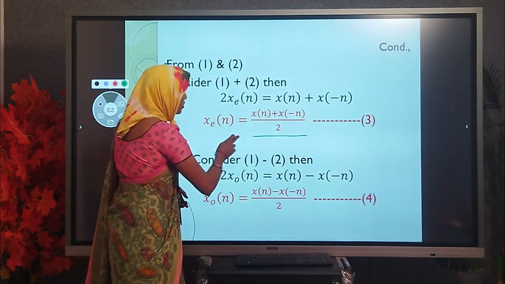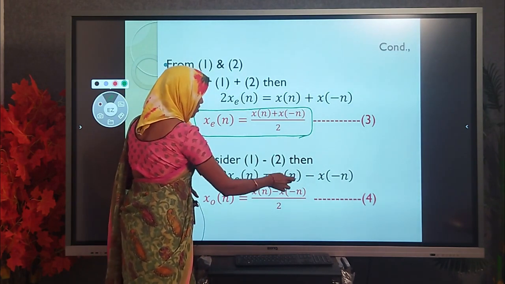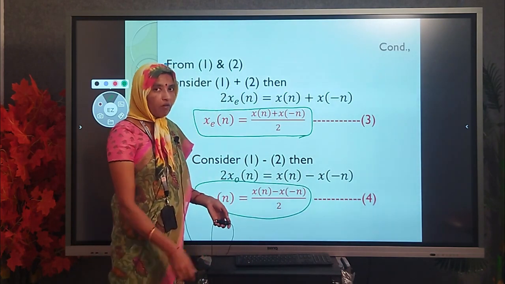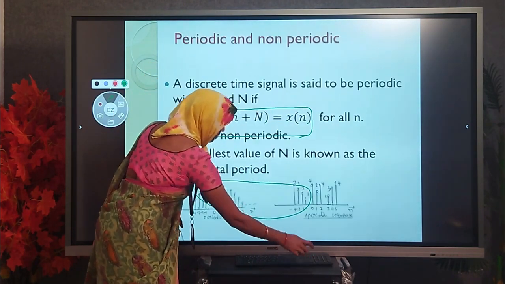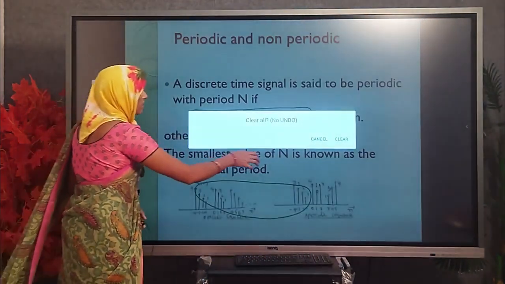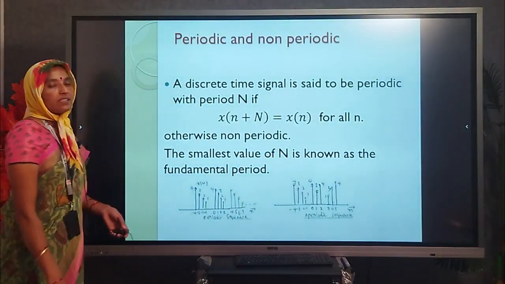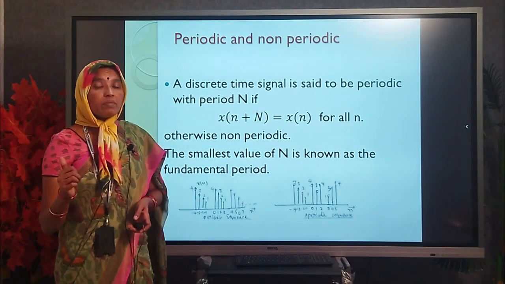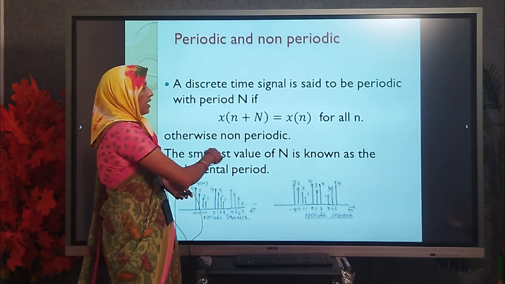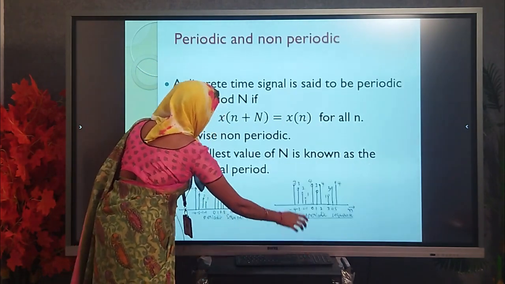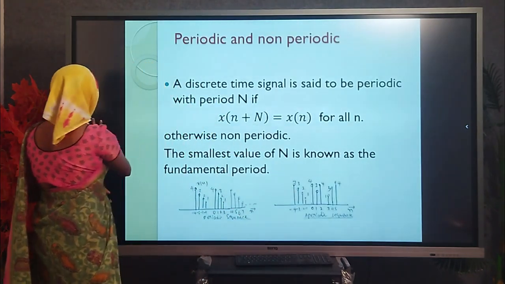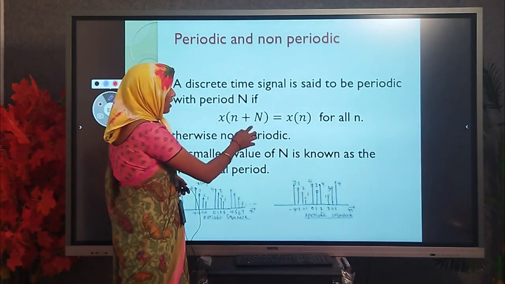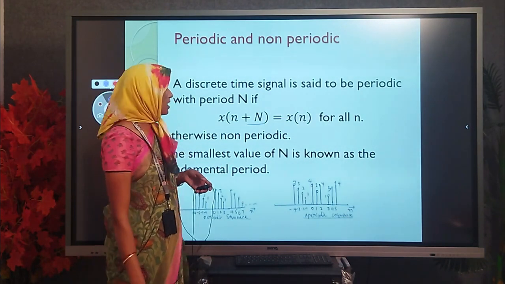So you have to remember these two equations to get the even component as well as the odd component. Problems will be given on this topic. And let us see about the next classification, very important, periodic and non-periodic. A signal is said to be periodic if x of n equal to x of n plus capital N, then the signal is said to be a periodic signal. Here capital N indicates the fundamental time period.